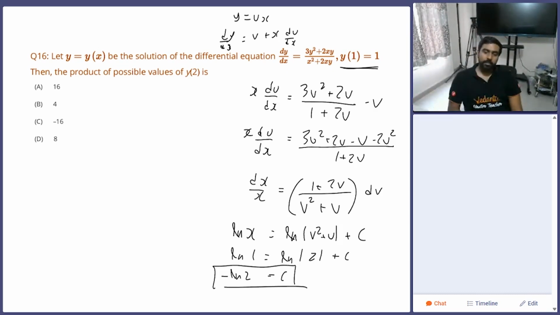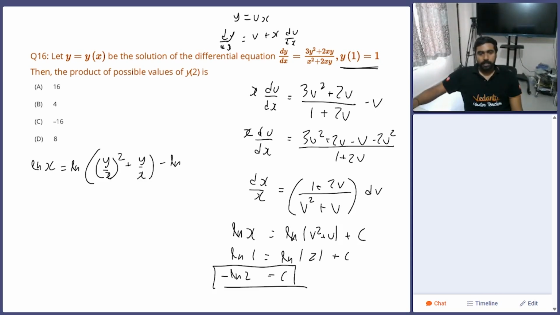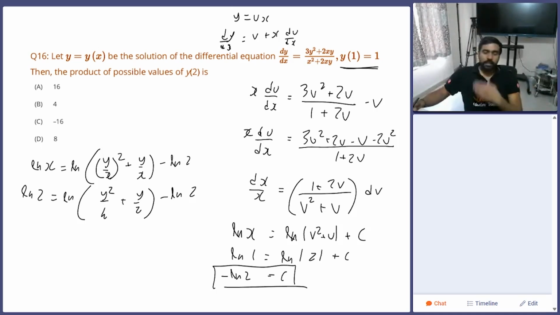So the moment you have got c is equal to minus ln 2, okay, now we need to find y of 2. So I can say the expression is ln x is equal to ln of y by x whole square plus y by x minus ln 2. This is kind of the expression that you will get. So now let's put x equals to 2. You will get ln 2 equals to ln of y square by 4 plus y by 2 minus ln 2 over here. So basically I'll get ln 2 plus ln 2, that is basically equals to 2 ln 2, that's ln 4. This is equal to ln of y square by 4 plus y by 2 over here.